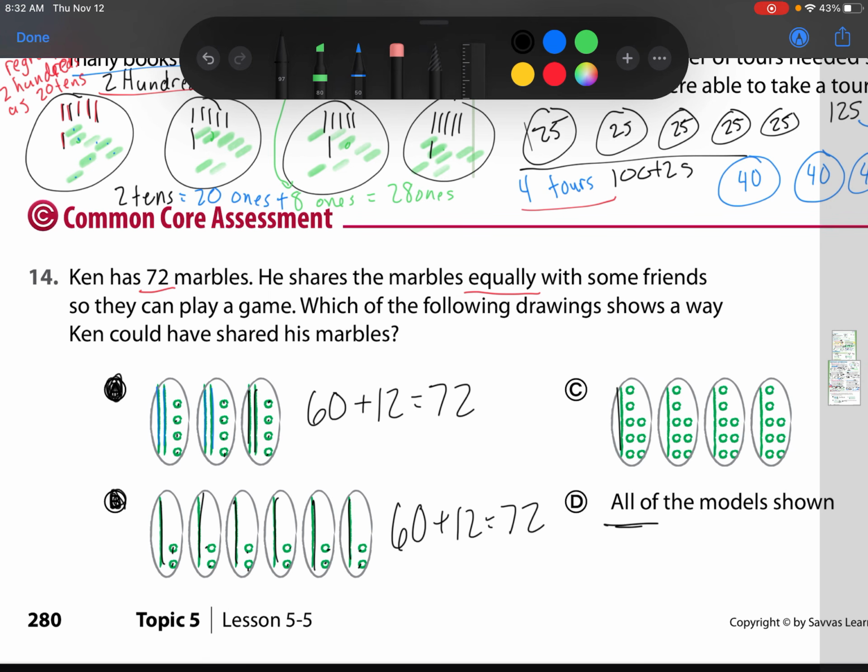10, 20, 30, 40. Plus how many ones? 1, 2, 3, 4, 5, 6, 7, 8, 9, 10, 11, 12, 13, 14, 15, 16, 17, 18, 19, 20, 21, 22, 23, 24, 25, 26, 27, 28, 29, 30, 31, 32. And what is 40 plus 32? It's 72. So our correct answer actually is D. Good job, you guys.